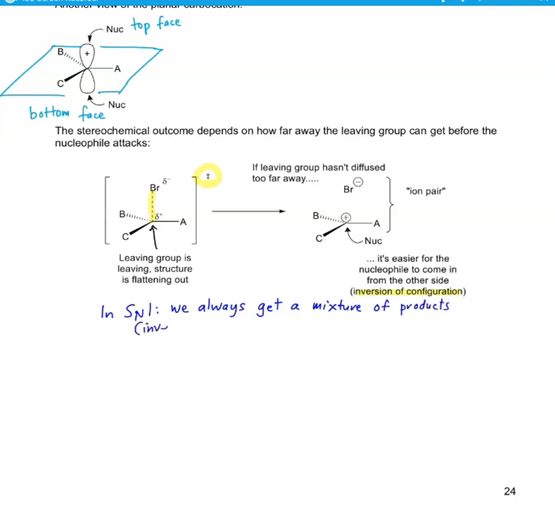That is both inversion and retention of configuration. But typically, it's the inversion product that we're going to get a bit more of. Okay, so you always get a mixture, typically with more of the inversion product. All right, now let's draw some mechanisms and take a look at what's going on in some examples.